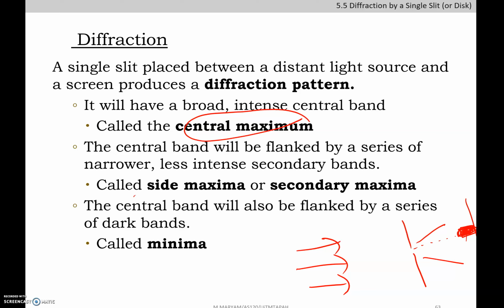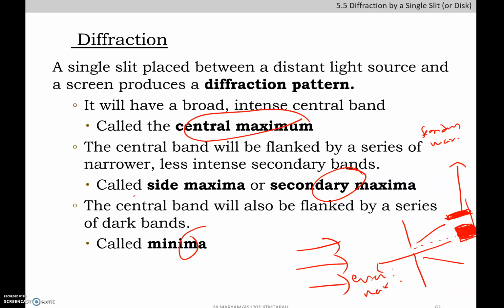Okay, and then it will be accompanied by what we call secondary maxima or side maxima, and also secondary minima. This is similar to constructive interference and destructive interference, but the only difference is we don't call them interference, we call them maxima or minima. So beside the center bright fringe, which has the brightest and also the biggest size, we will have the secondary maxima, which is half the size of the center maxima. So this is the secondary maxima. This will be the center maxima.